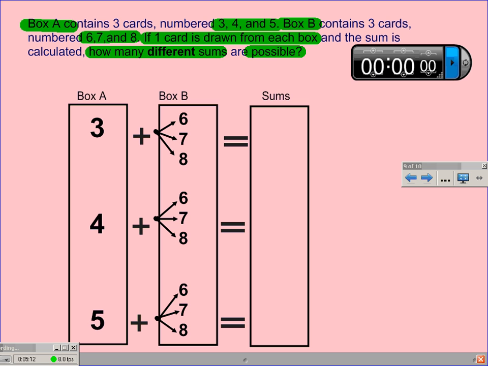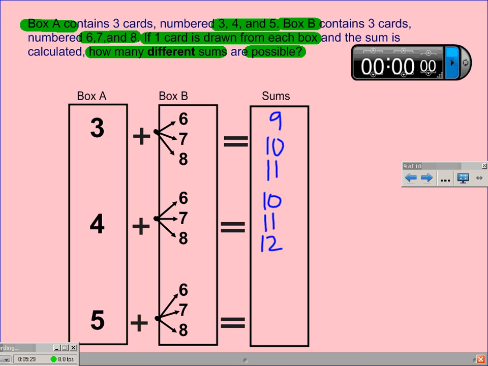3 plus 6, 7, and 8. 3 plus 6 equals 9. 3 plus 7 equals 10. And 3 plus 8 equals 11. 4 plus 6, 7, and 8. 4 plus 6 equals 10. 4 plus 7 equals 11. And 4 plus 8 equals 12.